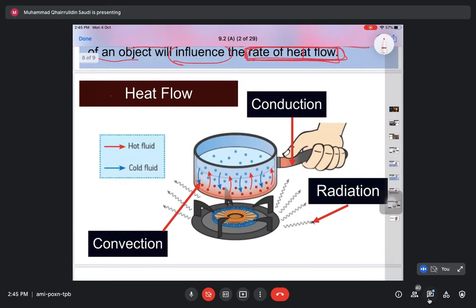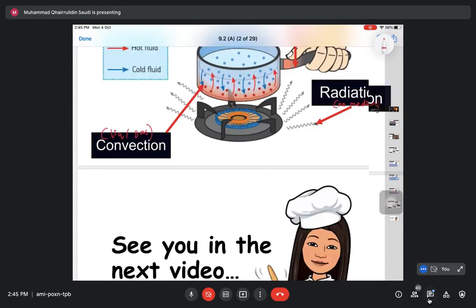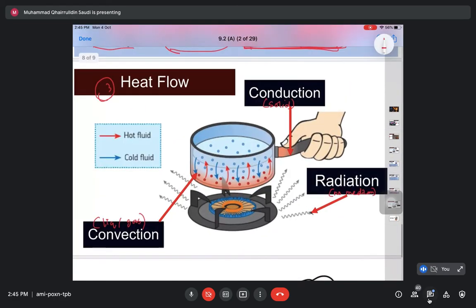Heat can flow in three ways: conduction, meaning through solid medium; convection, through liquid or through gas medium; and radiation, with no medium. Okay, so heat can be transferred by these three methods. And that is all for our class today. Do you have any more question, class?